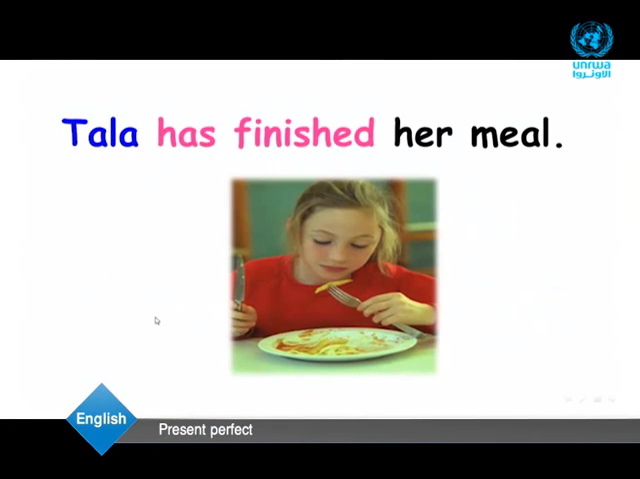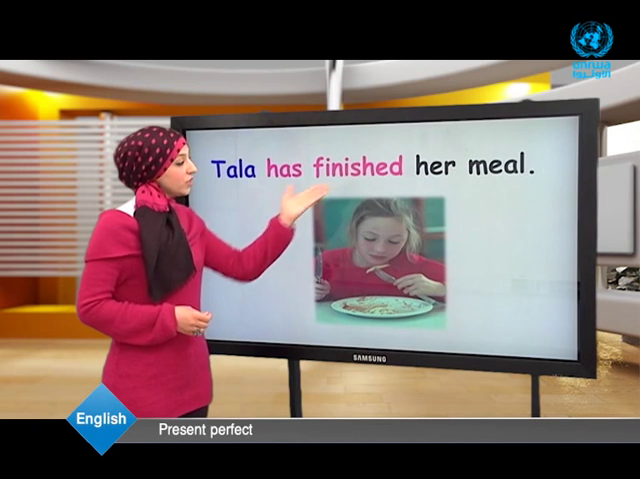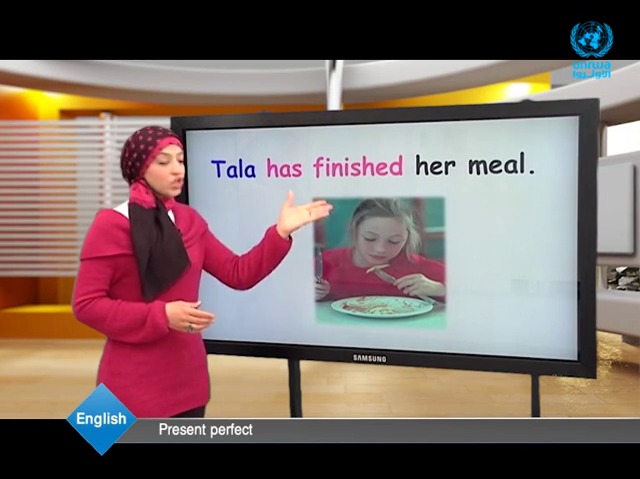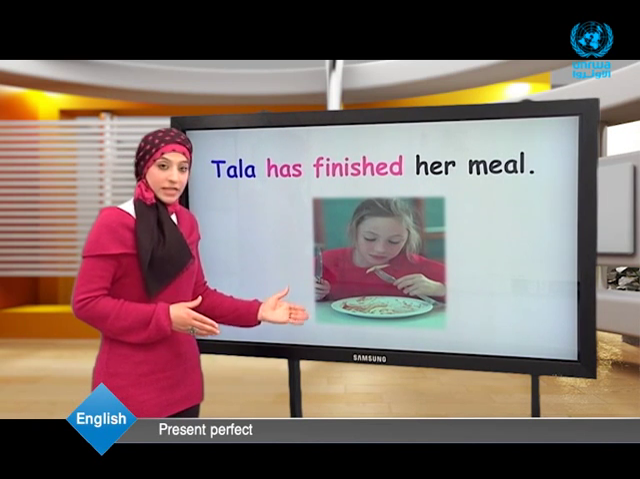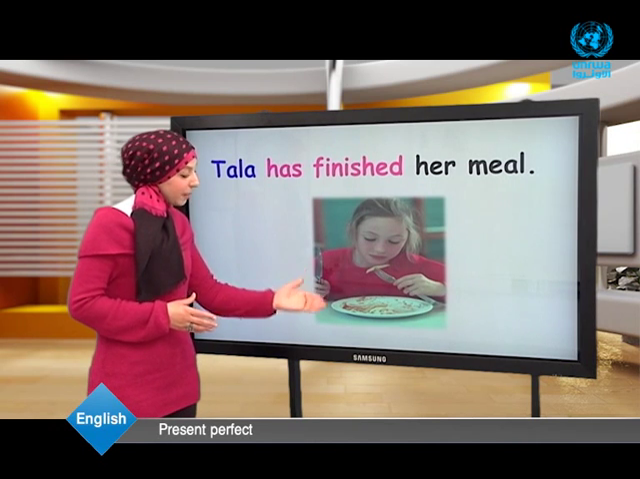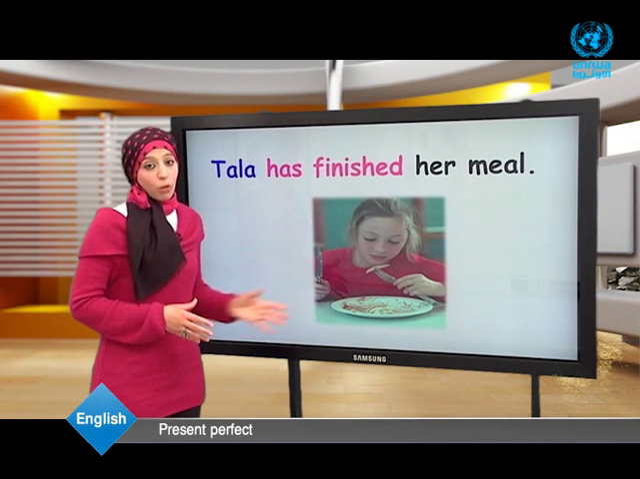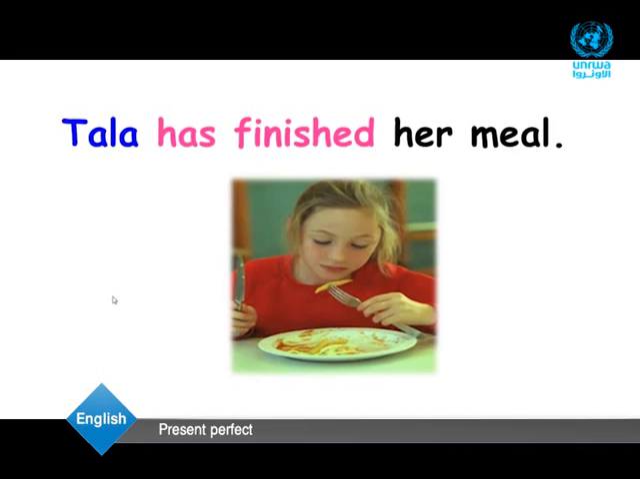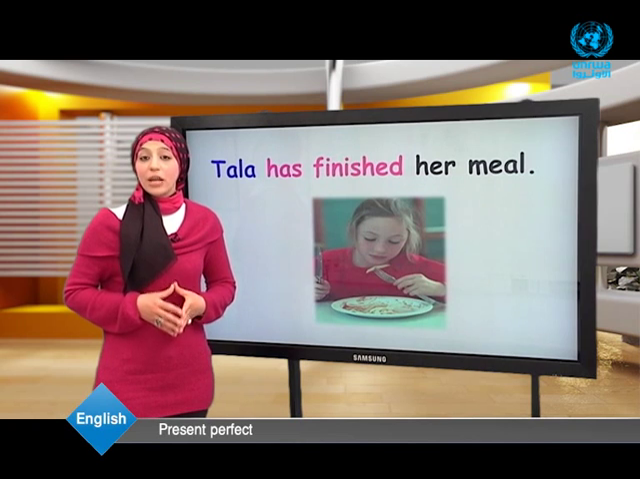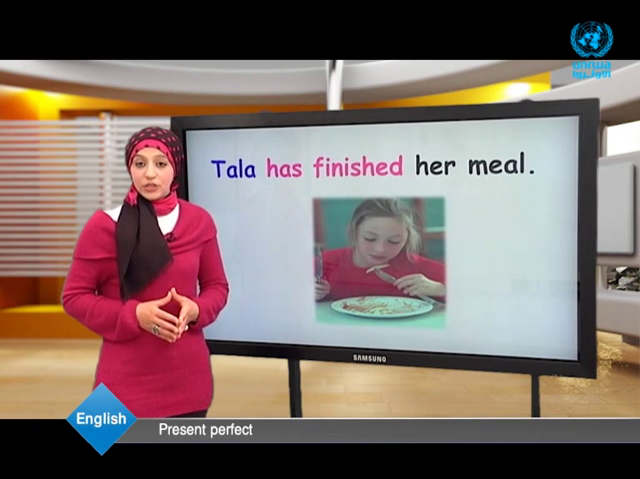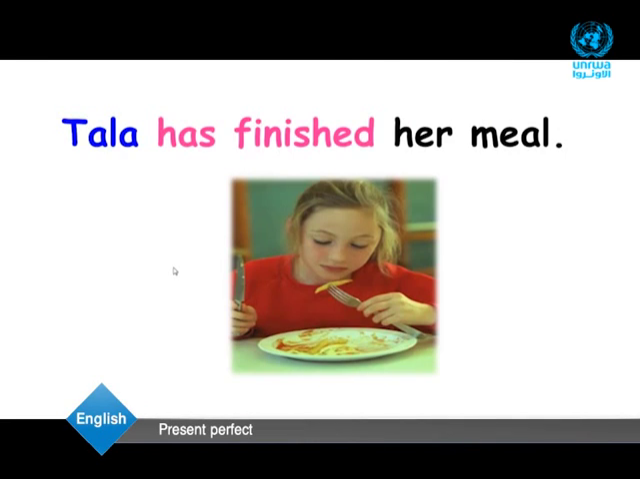Let's move to the next example. Look at this girl. She's Tala. Tala has finished her meal. She started to eat in the past, and her plate is still on the table. It is almost empty. So we say, Tala has finished her meal. Also here, we are describing an action that is connected with both the past and the present.